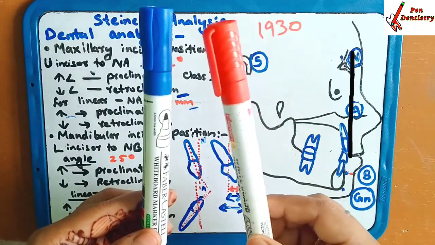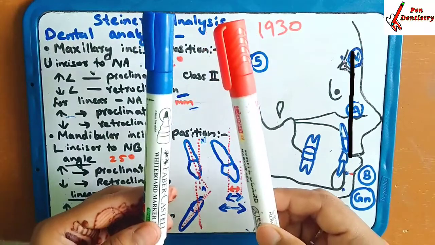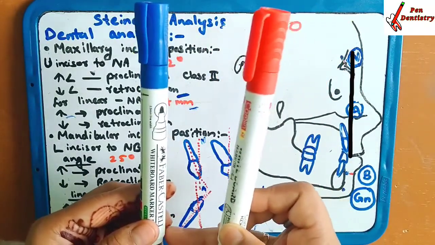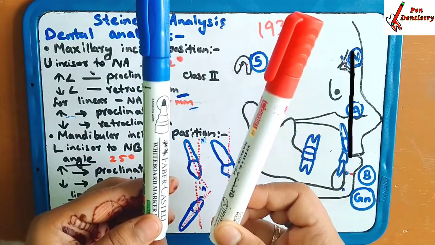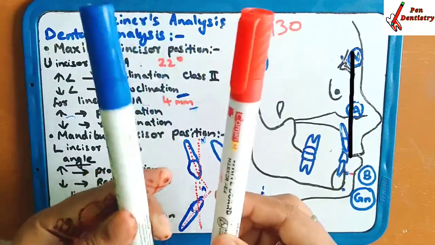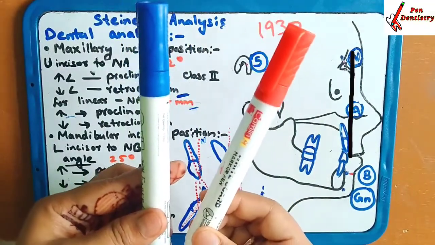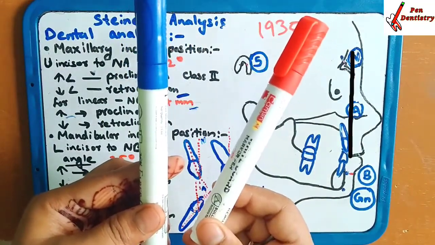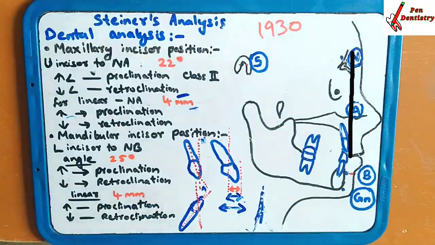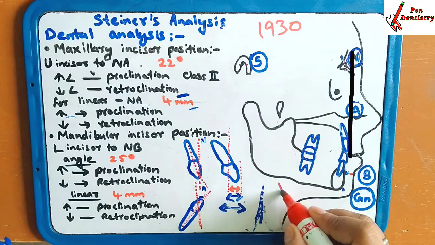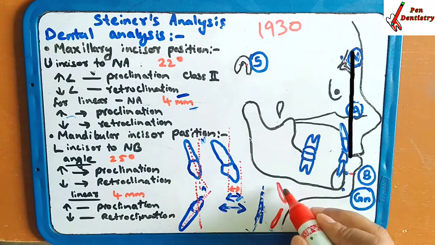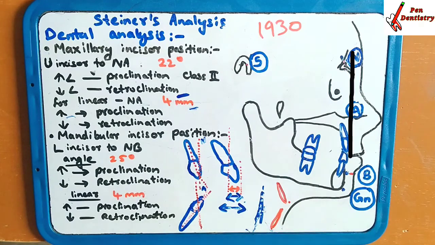Okay, when the distance is decreased like this, the root will be at the same position. When this lower distance is decreased, at that time the retroclination is seen. The tooth is somewhat looking like this position, and this position is the retroclination position. When this tooth is becoming like this, this is the retroclination and this is the proclination.